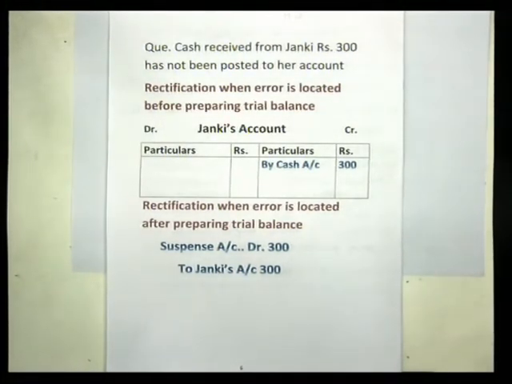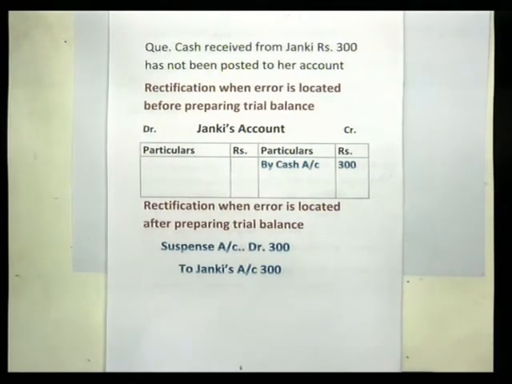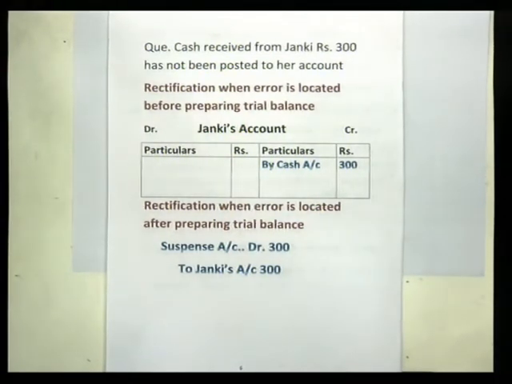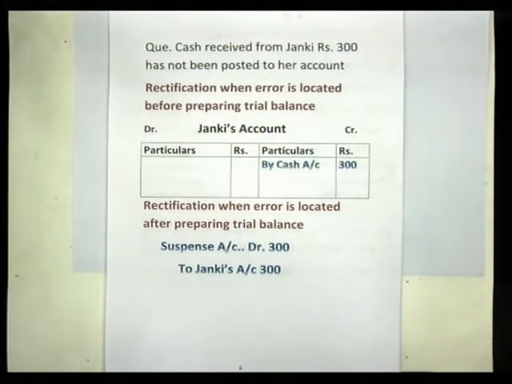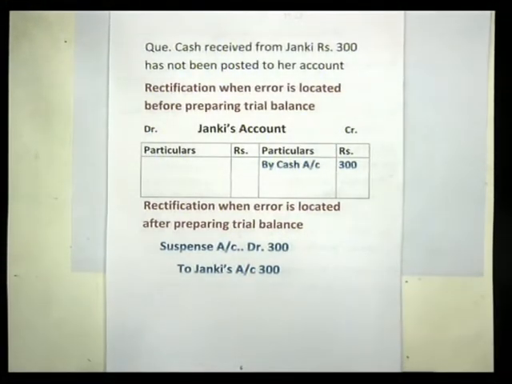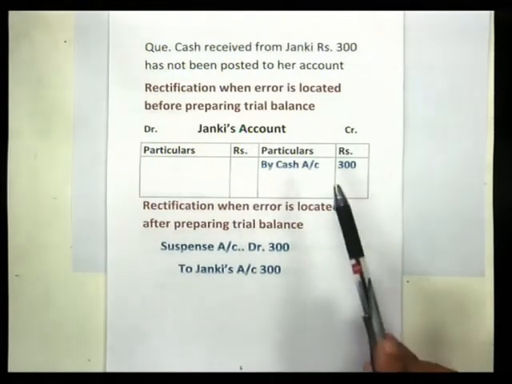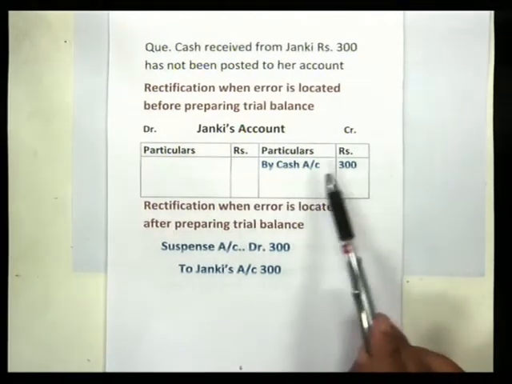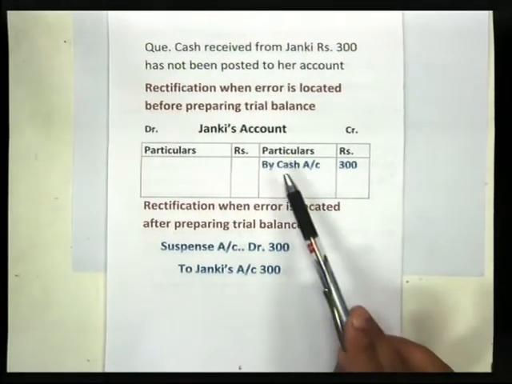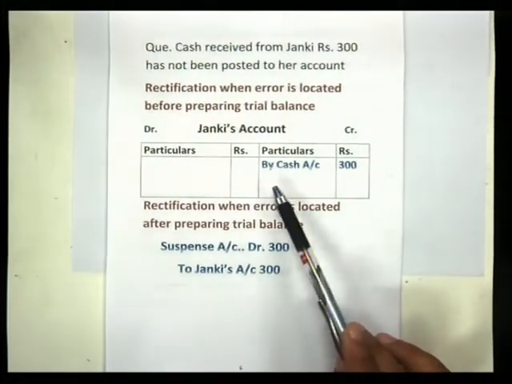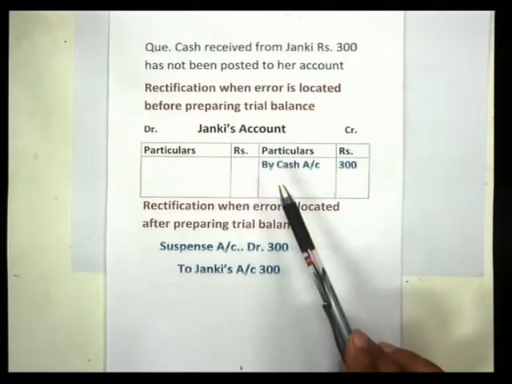As the posting is not done in Janki's account, Janki's account should be correctly credited. So here, if this error is located before preparing the trial balance, then the method of rectifying is to directly give the remark in Janki's account on the correct side. As Janki's account is not credited, Janki's account should be credited by cash account rupees 300. So this is the correct method if that error is located before preparing trial balance.